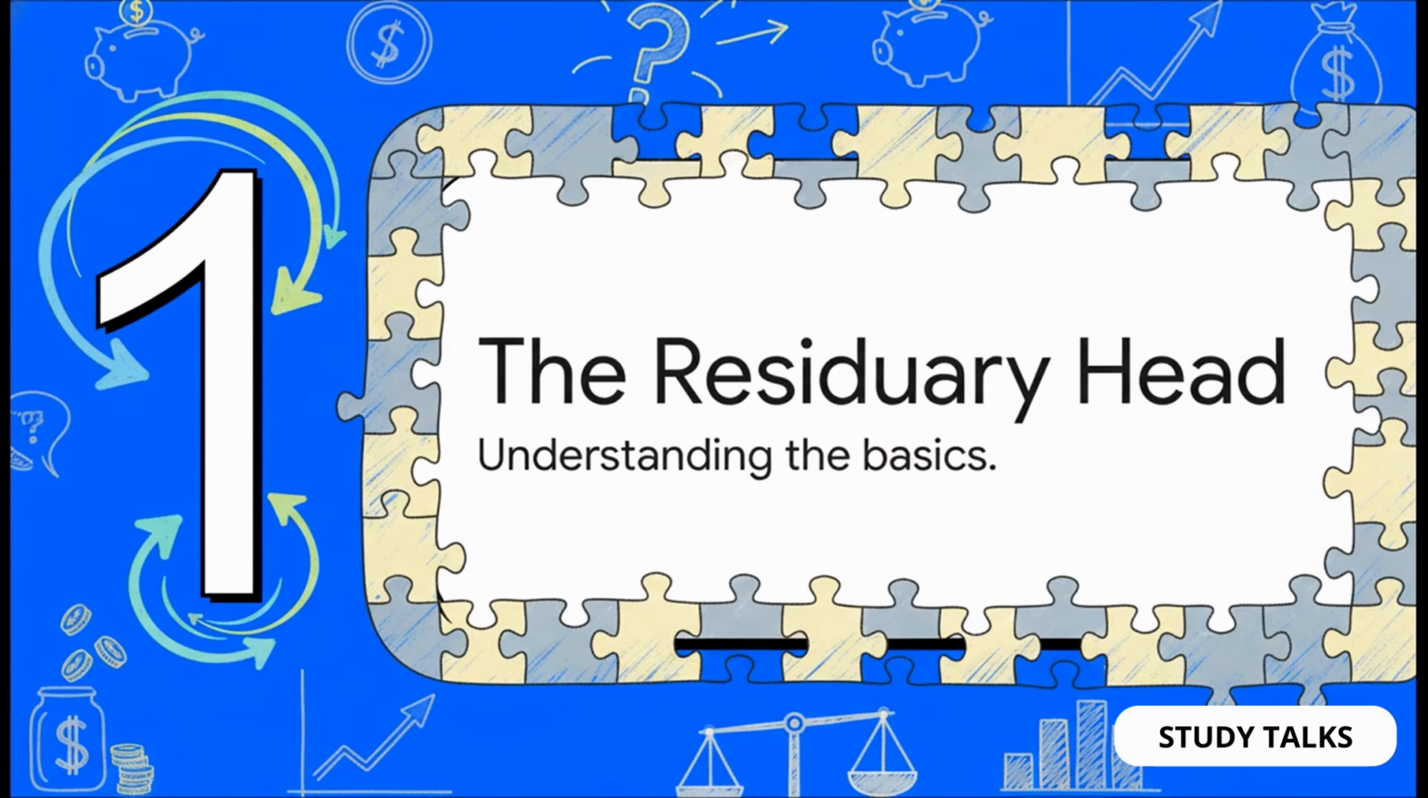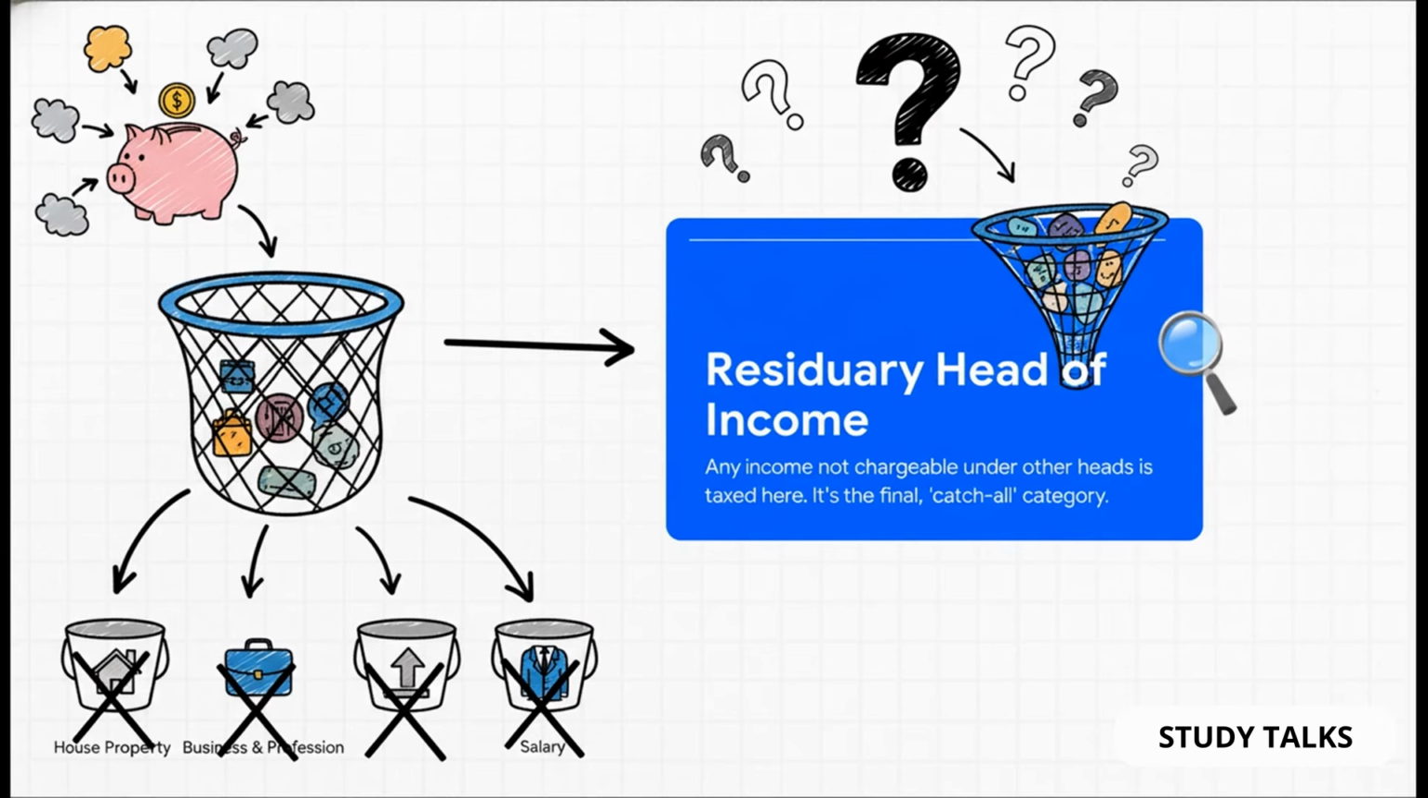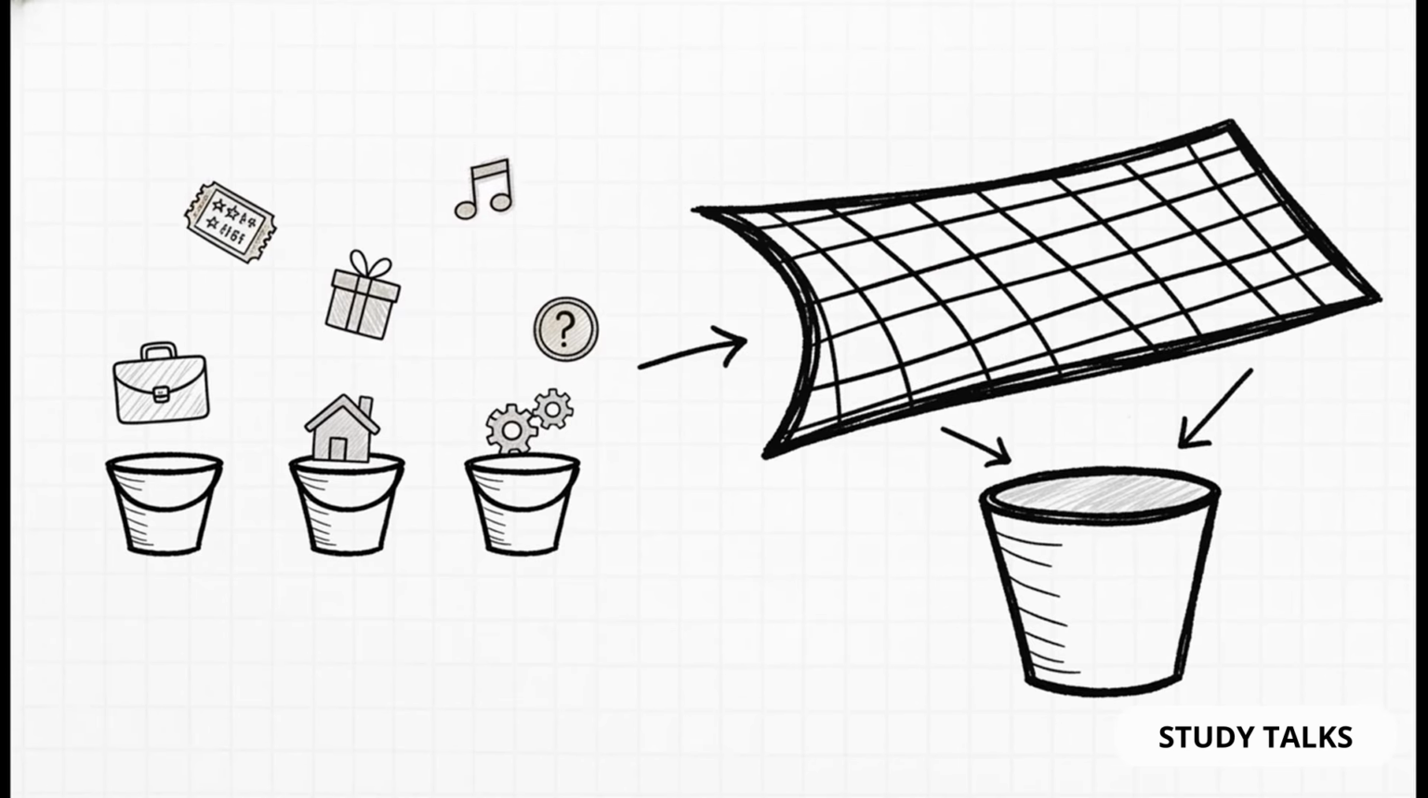All right, section 1, the residuary head. Let's lay the foundation. What exactly is this head of income? Look, just think of it as the catch-all bucket. Any income that you can't classify under salary, house property, PGBP, or capital gains, it lands right here. It's the tax department's final net. So, to wrap up this first point, IFOS is your final destination for any income that doesn't fit elsewhere.